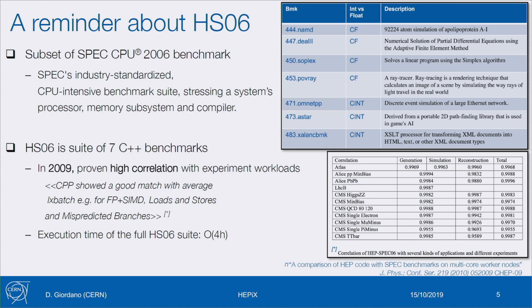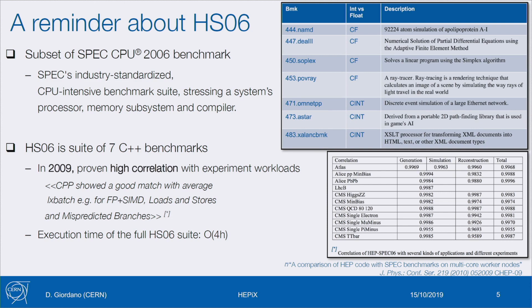Then we have numerical solution of partial differential equations, then solving a linear problem, and ray tracing, which is not our tracking Kalman filter, okay? It is tracing for images. So, simulation of a large Ethernet network, then 2D Pathfinder, and XML parsing. Okay, this is what we currently run for accounting, procurement, performance tests.